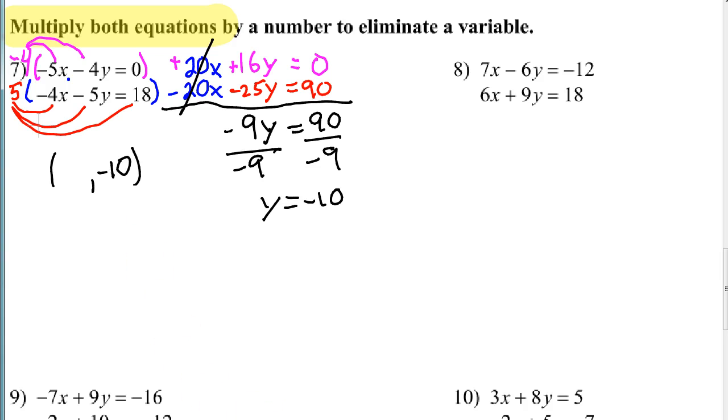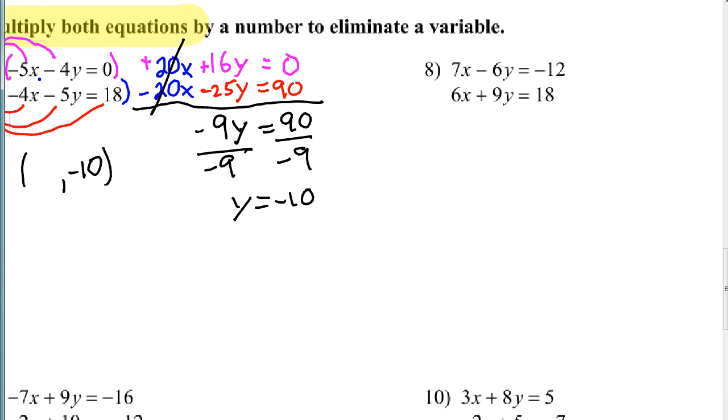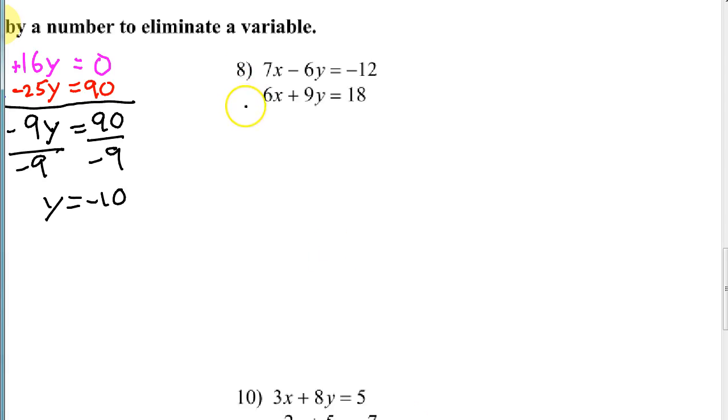Okay. So let me look at one more with you. Look at number 8 and ask yourself, well, what can we multiply by so that both these come out to be the same number? And you want to go with as small a number as possible. So you could say like 7 and 6 both go into 42, but then you have to multiply by 6 and 7. Those are going to be some big numbers. If you look at the y's, though, 6 and 9 both go into 18. That's a pretty small number, relatively speaking. So I want to get a negative 18y, and I want to get a positive 18y.